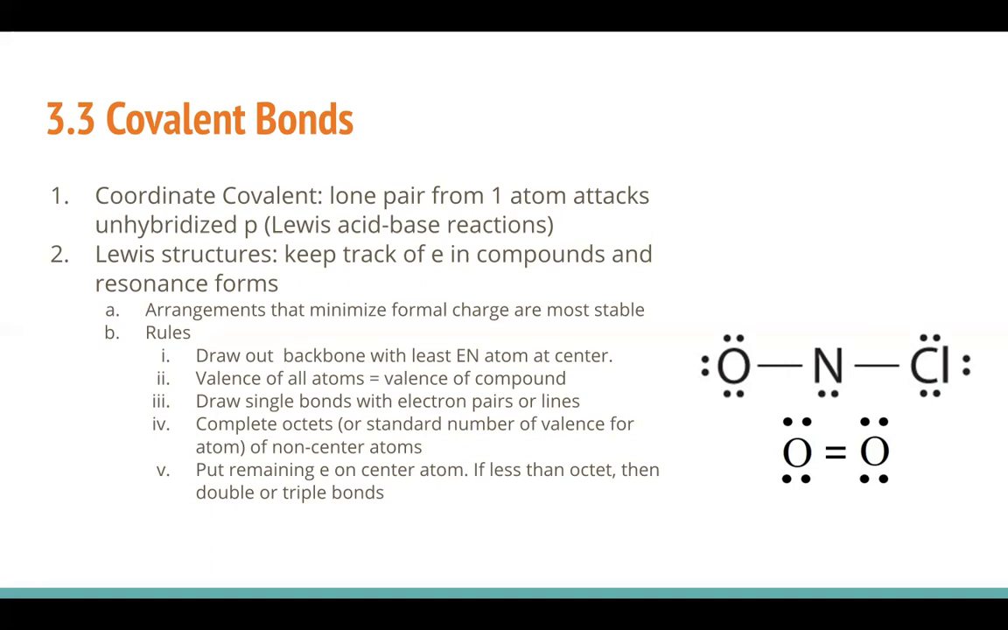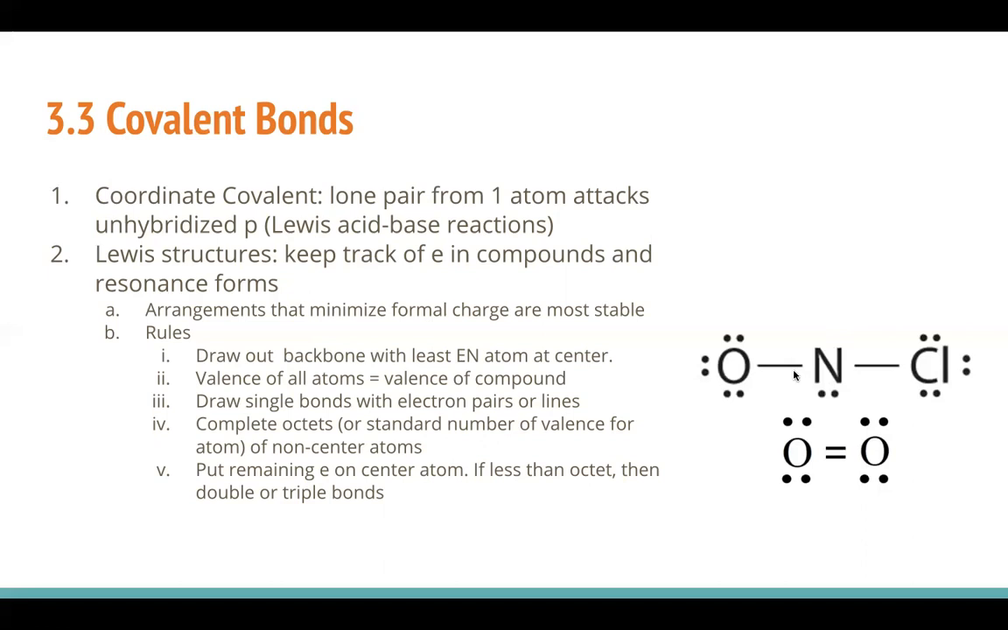Then you can draw single bonds with electron pairs or lines. You can draw complete octets of the non-center atoms, and then you can put the remaining electrons in the center atoms. If it's less than an octet, then chances are that there's a double or triple bond in there somewhere. So that is what happened here.